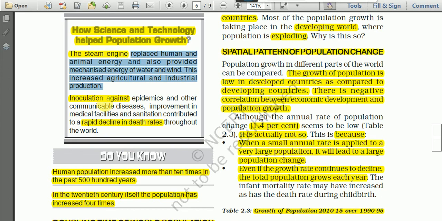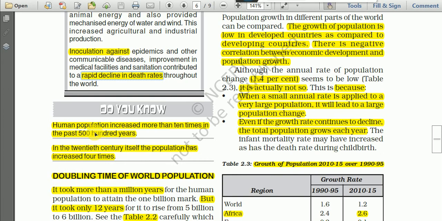And one more thing, inoculation against epidemics and other communicable diseases, then improvement in medical facilities and sanitation, as mentioned in the graph, contributed to a rapid decline in the death rate throughout the world. So due to the improvement in medical and sanitation facilities and inoculation against epidemics and communicable diseases, the death rate declined, and that is why there was a rapid increase in the population after the Industrial Revolution.